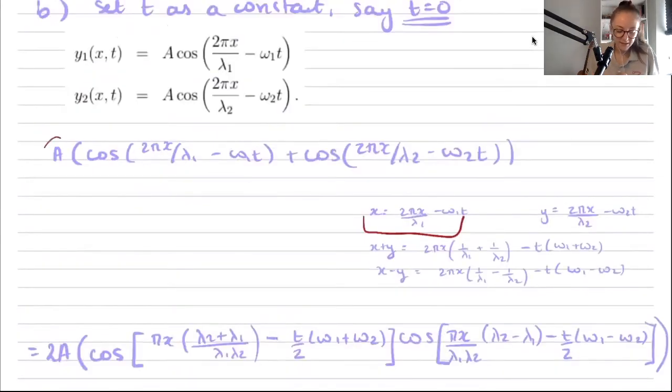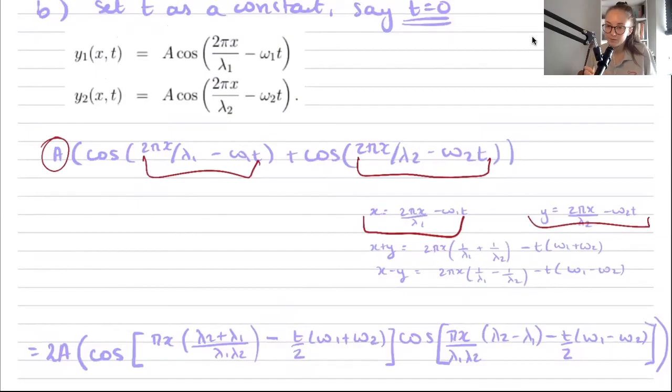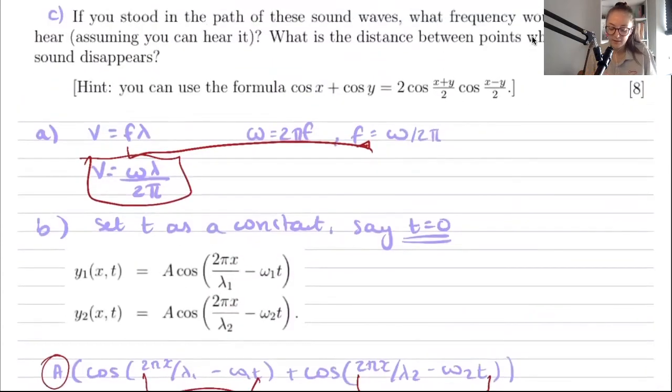So I've decided to take the amplitude out and say that x is what's inside of this bracket here: 2 pi x over lambda 1 minus omega 1 t. And then y is what was inside this bracket here, so the same thing, but with lambda 2 and omega 2. And then the two constituent parts that we need are x plus y and x minus y.